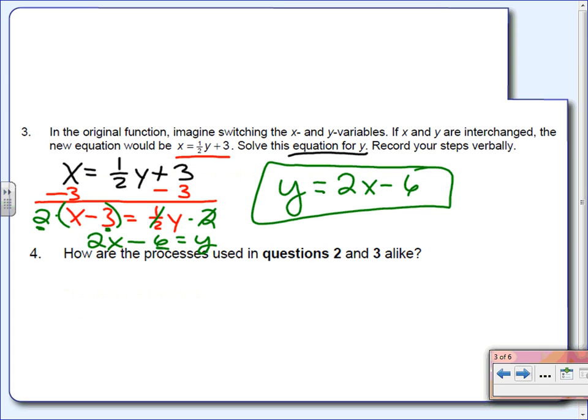So that's what I want you to write down for me here. How was the process used in 2 and 3? They're the same. We subtracted 3, then we multiplied by 2.